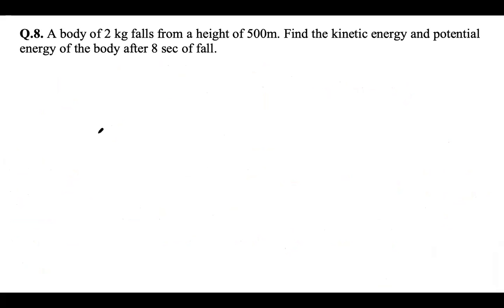Next question is, a body of 2 kg falls from a height of 500 meter. So we have an object which has a mass of 2 kg, and this is falling from a height of 500 meter. So the height is equal to 500 meter. Find the kinetic energy and potential energy of the body after 8 seconds of fall.